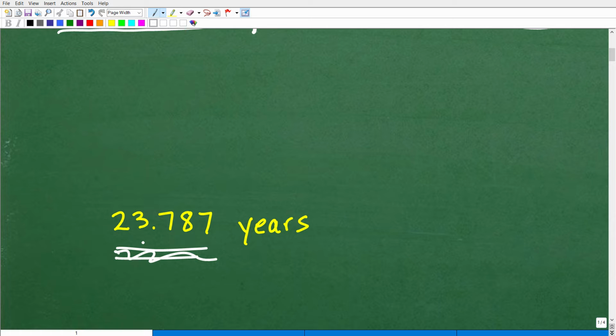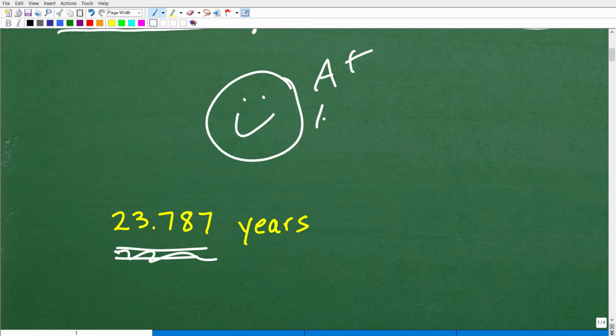But if you did get this answer correct, that's definitely pretty impressive. Certainly impressive enough to earn yourself a nice little happy face, an A plus, a 100%, and a few stars so you can celebrate your success with compound interest.